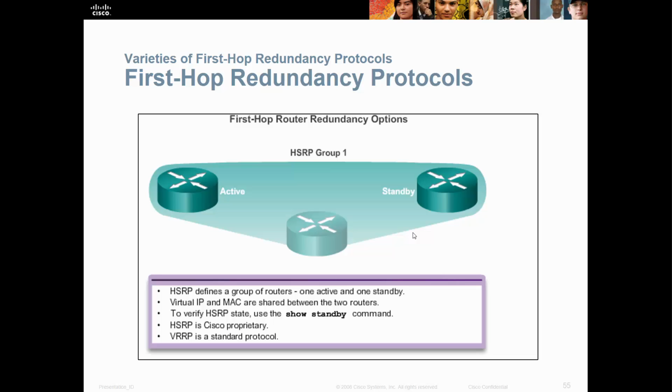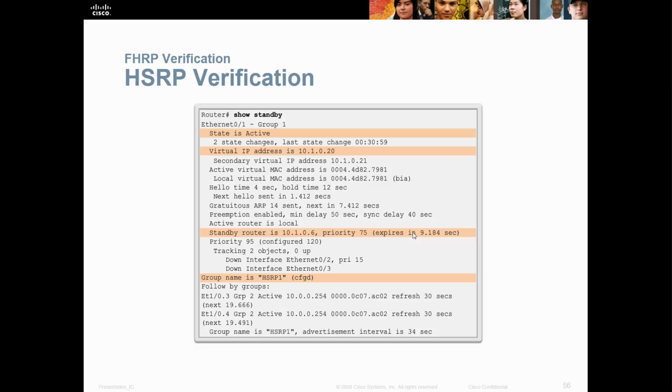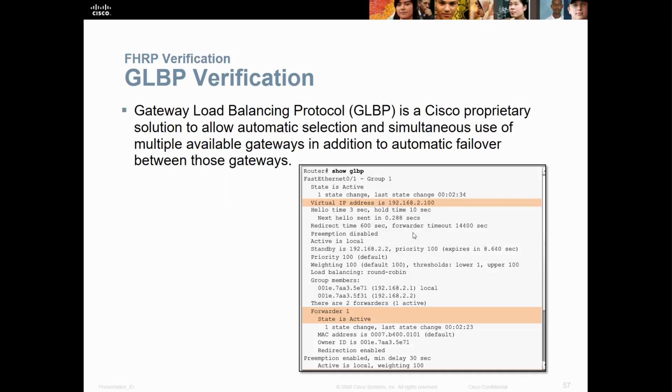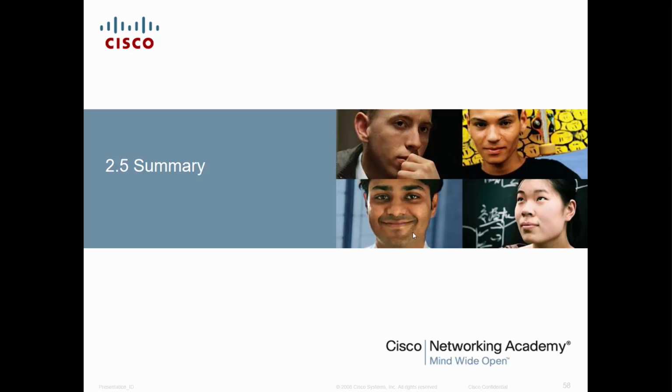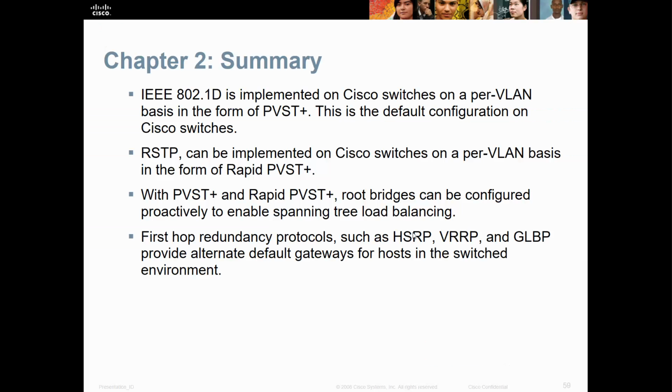The active one will process the traffic. So if the active one goes down, the standby becomes active and it will process it. With show standby, you'll be able to see the groups, their virtual IP address, the state changes, and the virtual MAC address. GLBP is very similar, Cisco proprietary, but it does allow for load balancing. It also works as a virtual IP, and also works in groups.